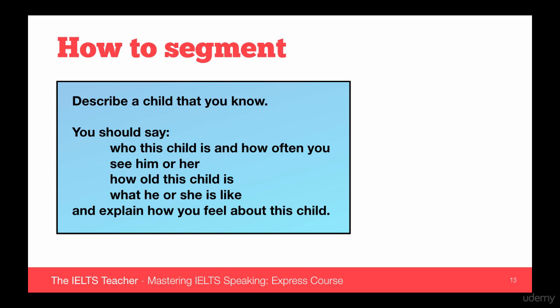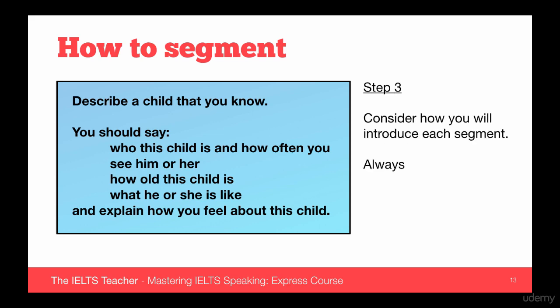Now, moving to the final step, step 3. And this is all about how we introduce different segments of the response. Now, with the first part of the talk, this should always begin the same way. I'm going to talk about. I'm going to talk about my dog, I'm going to talk about my holiday, I'm going to talk about my job, I'm going to talk about my niece, I'm going to talk about my favorite hobby, whatever it is. This will make sure you have an accurate start and that you're not stumbling from the very beginning.